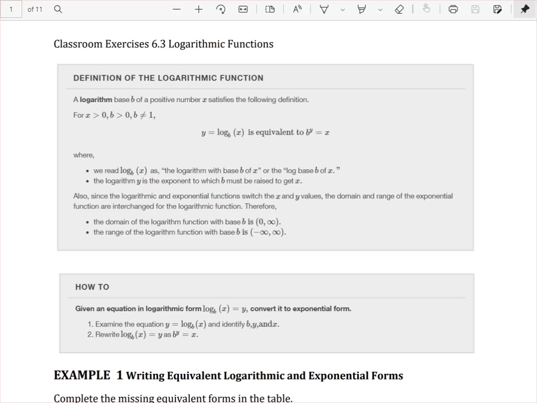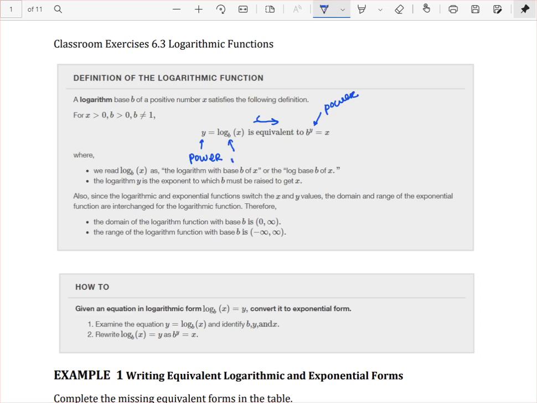Okay, so let's talk about logarithmic functions. A log is related, it's like the inverse of an exponential function. So you can see on this part here, if you have the log, they're equivalent to each other. Here, this becomes the power. See the power over here?